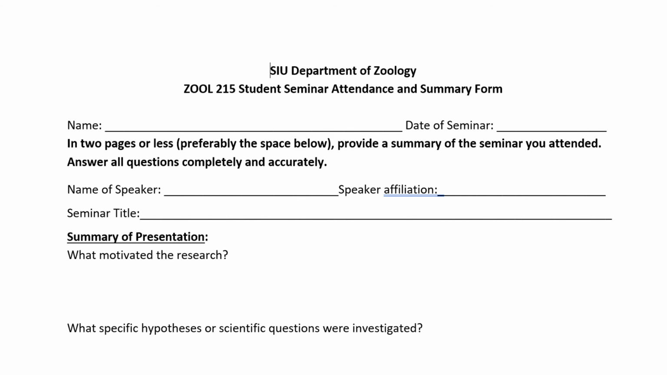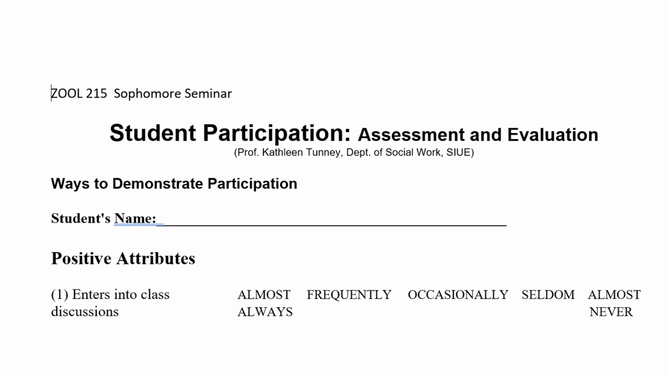So this is the example of the student seminar attendance form, and you can see that you need to fill it out, tell me what you were talking about. I will try to make it to all these seminars as well, so I'll have an idea of what was going on. And again, I want you to make sure that you tell me about what you got out of this and get something out of the seminar. This will also help you prepare for your oral presentations, because you can see what a scientist will do when they give a presentation.